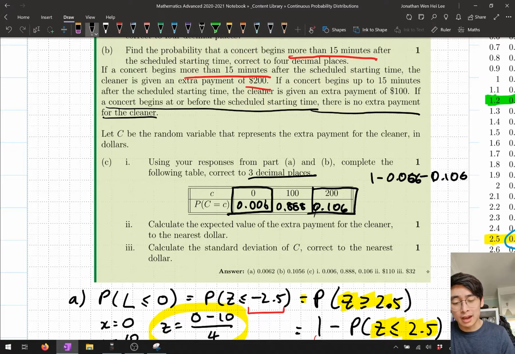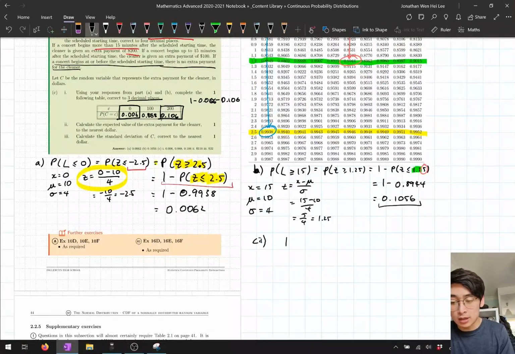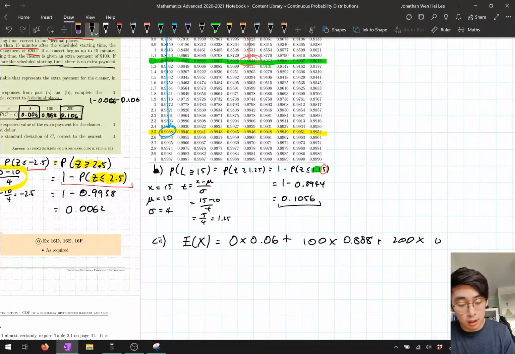Second part, we're going to calculate the expected value of the extra payment for the cleaner. Now, you could do this in multiple ways. You could put this in your calculator like we did with the probability distribution tables and calculate the mean using just your calculator. Or we could do it like we normally would with a distribution table. For part C II, our expected value is each of our scores multiplied by the probability. So here I have 0 times 0.006 plus 100 times 0.888 plus 200 times 0.106.